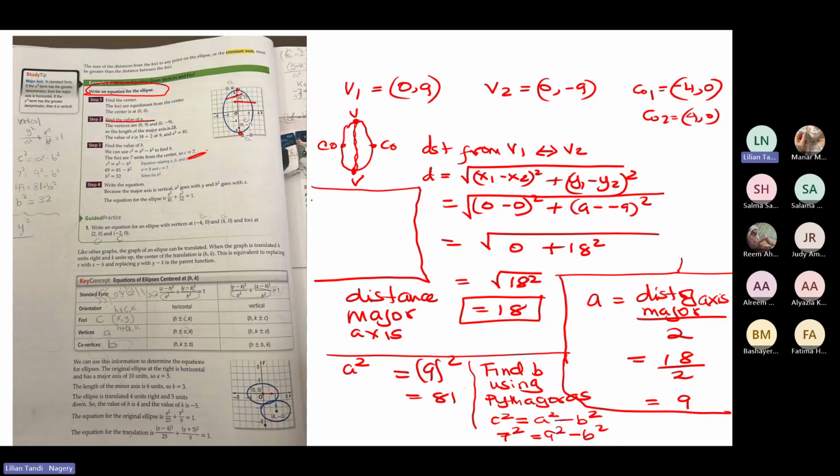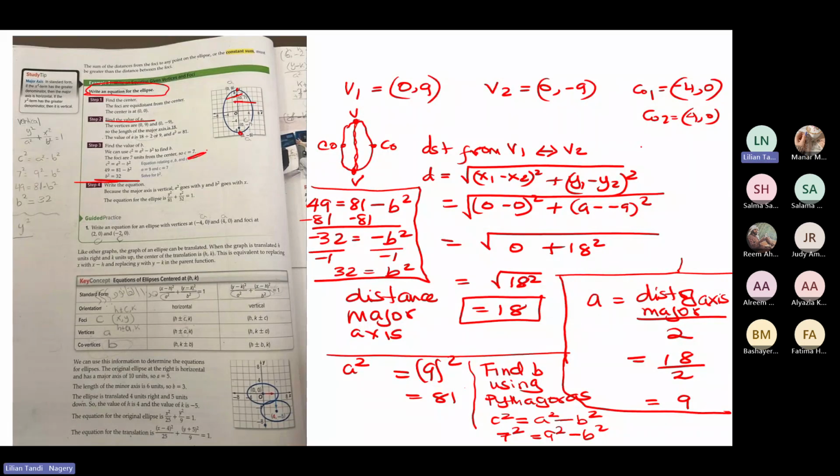All right. 7 squared becomes 49, and 9 squared becomes 81 minus B squared. I want B, so I need to move 81. I will subtract 81 on both sides. What will I get? Negative 32. Negative 32 equals negative B squared. I will divide by negative 1, so 32 equals B squared. Are we together? Do you see that?